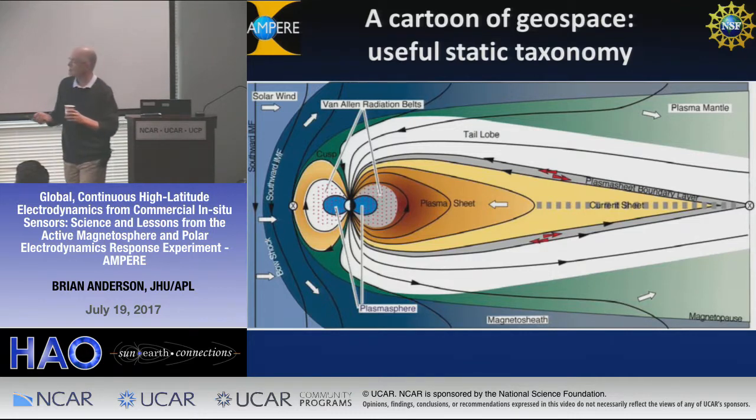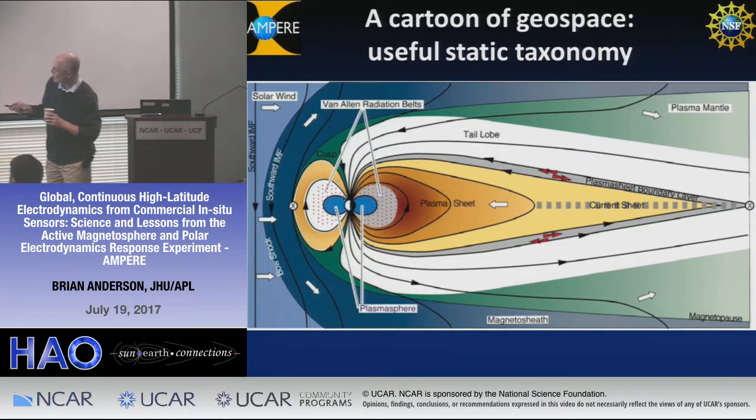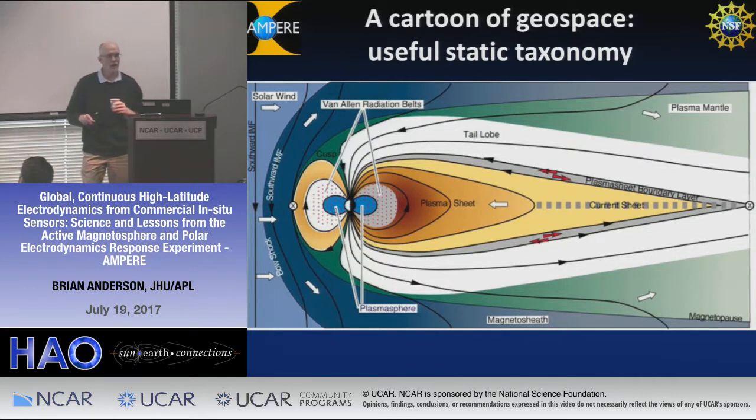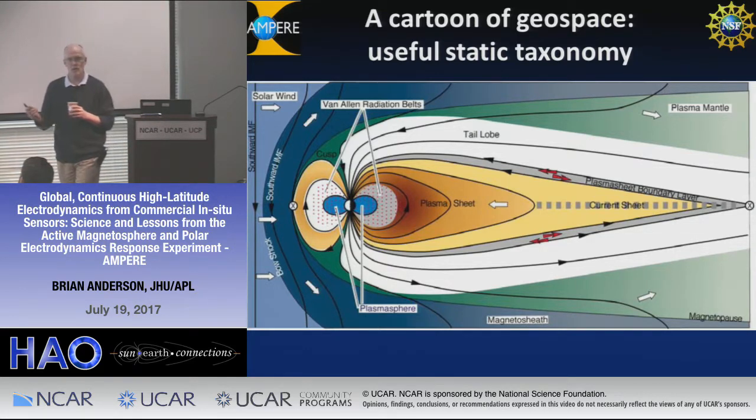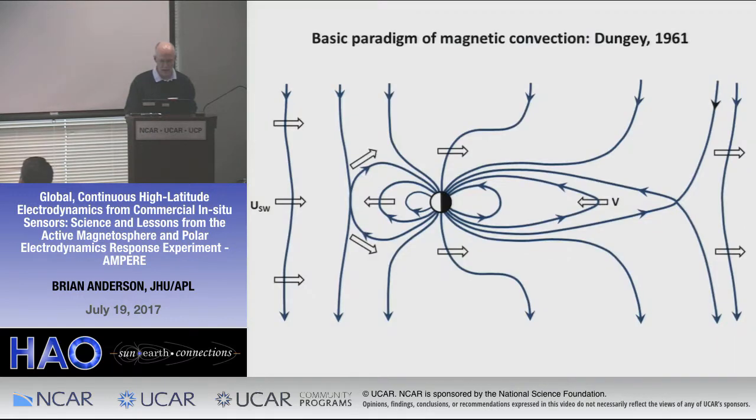The challenge is, how do you monitor the dynamics of this system, which can reconfigure in 10 to 20 minutes, when even in low Earth orbit it takes a satellite 100 minutes to get around? That's 10 or so reconfiguration times of the system. How on earth do you get a global view of that? That's why imaging the aurora was so important. The hard lesson from Polar is that you can't really get the electrodynamics from that.